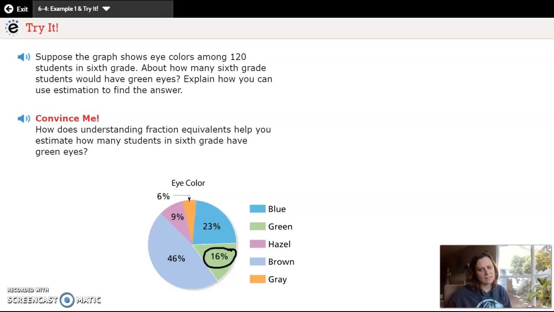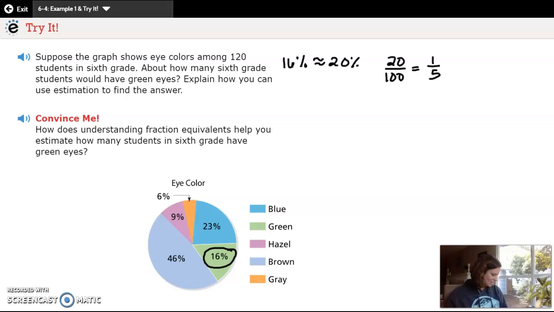If we wanted to use estimation for that, 16% is a little bit of a difficult number to work with, so I don't think I would use 16%. I would probably say that 16% rounds up to about, this little squiggle means about, 20%, and 20% means 20 parts out of 100, and 20 parts out of 100 reduces to 1/5. So basically it would take about 5 of these green slices to make up this entire pie.